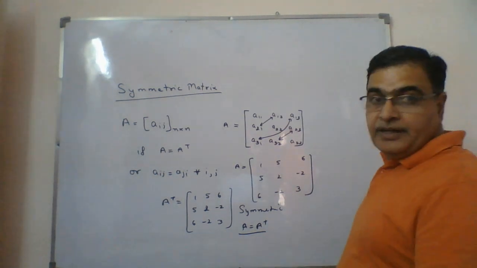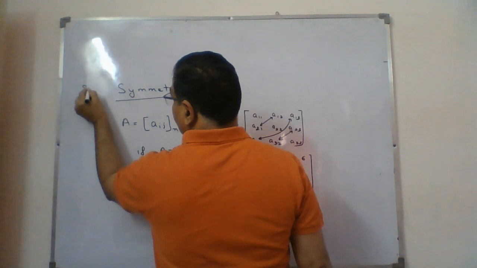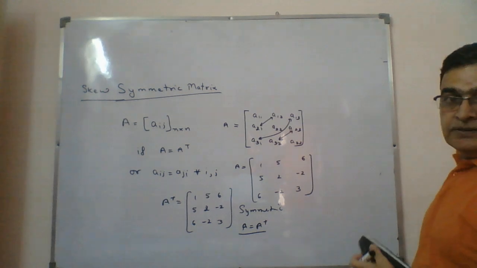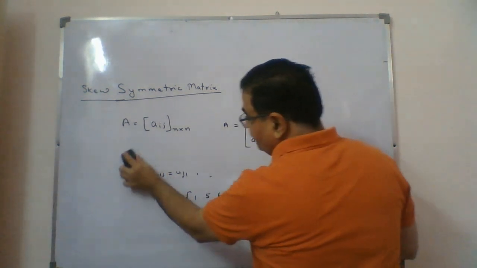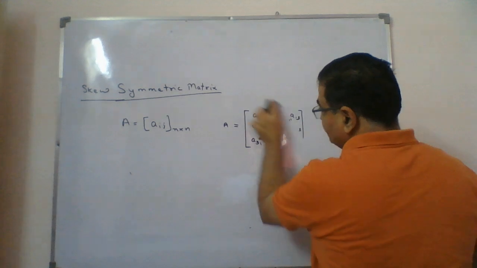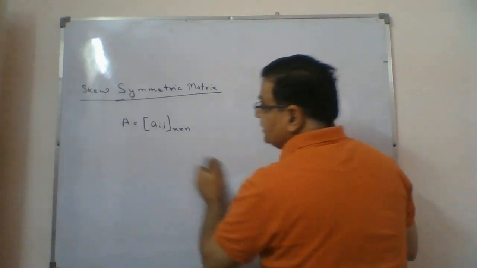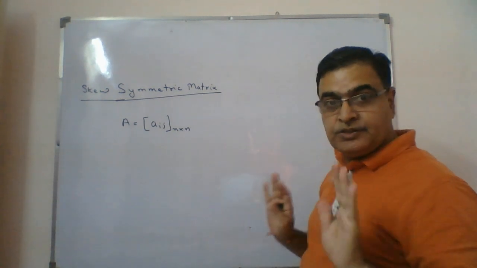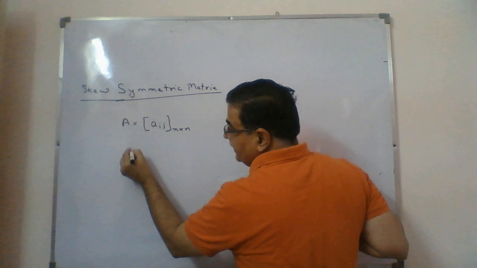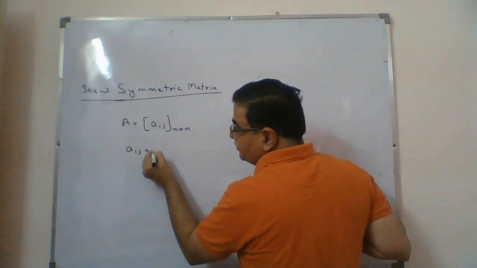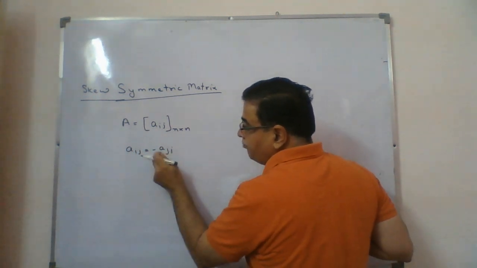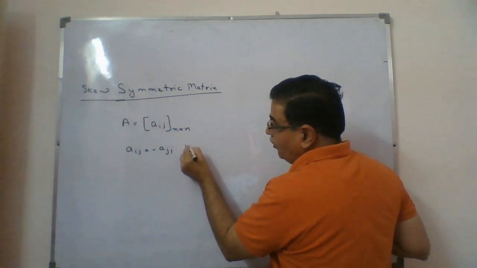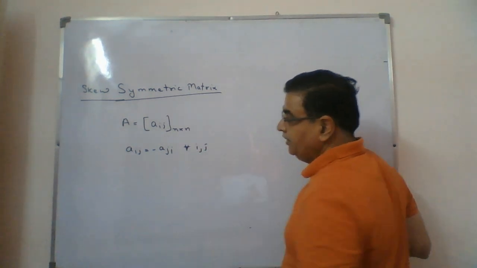Now we are coming to the second type of matrix, that is called a skew symmetric matrix. In a skew symmetric matrix, there is a slight difference, not much. First, the matrix should be a square matrix. I told you A is equal to Aij, the order is n into n, a square matrix must be there. And in this case, Aij must be equal to minus Aji for all i and j.